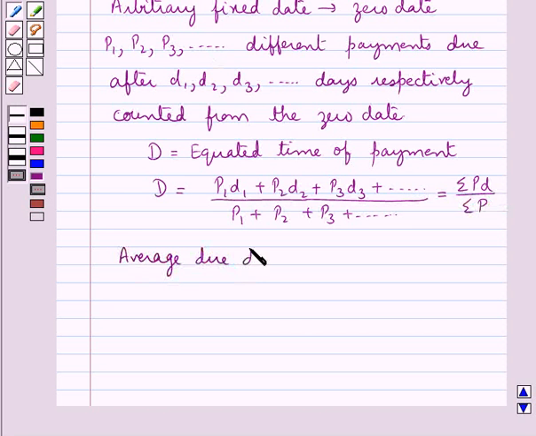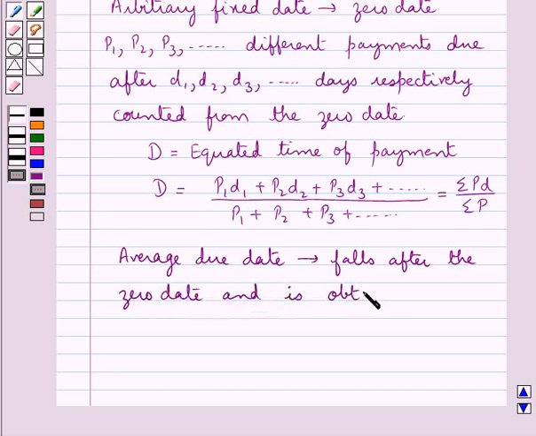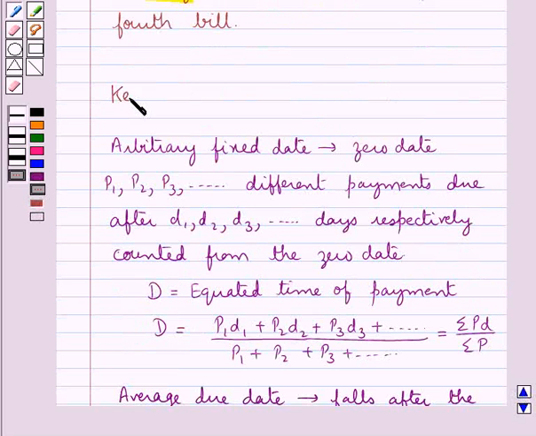Then we have the average due date, which is the date that falls after the zero date and is obtained by adding the equated time D to the zero date. This is the key idea that we use in this question. Let's proceed with the solution now.